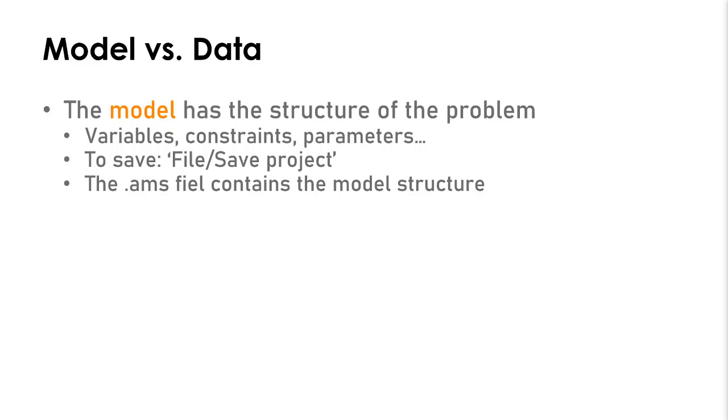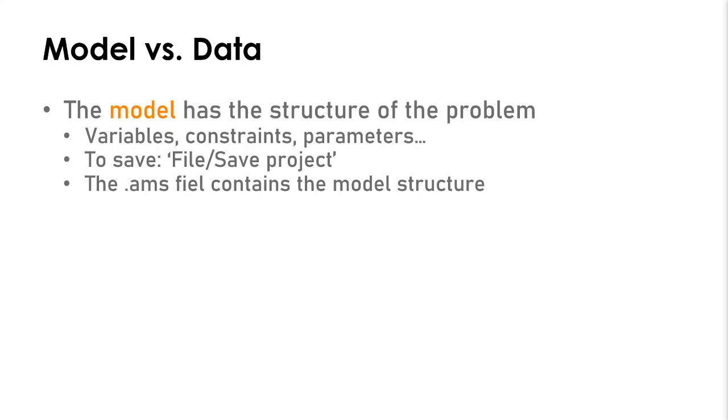Something that is worth highlighting is the difference between what the model is and what the data is. The model is the structure of the problem we are addressing. It consists of the variables, the constraints, the parameters, and we can have a model that represents the situation of different countries. So we can have plants and customers in the Netherlands, in France, in Spain, and they all can be modeled using the same model.